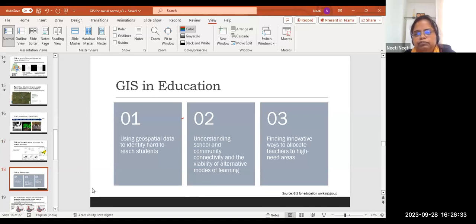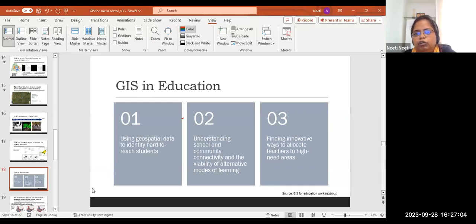Like if we can map different schools in the remote areas, and then we figure out the target population, who will be the children of a certain age group for, let's say, primary education, and figure out how much is the distance between the school and those target population, and figure out that, okay, where we can have new school developed. Similarly, it can also be used for understanding school and community connectivity.